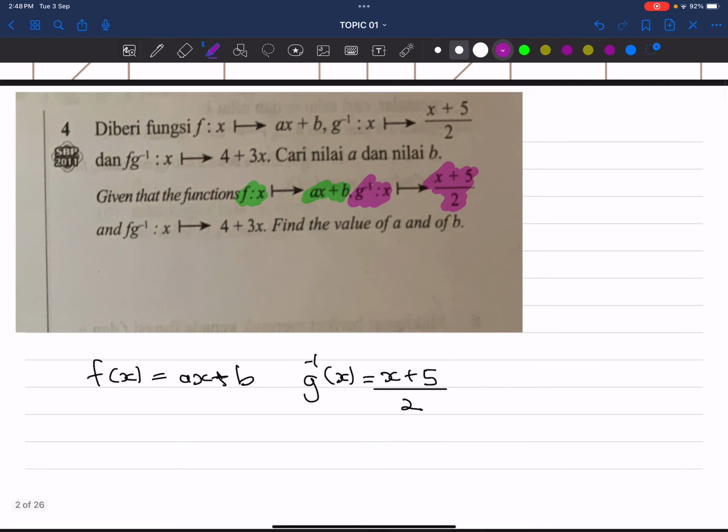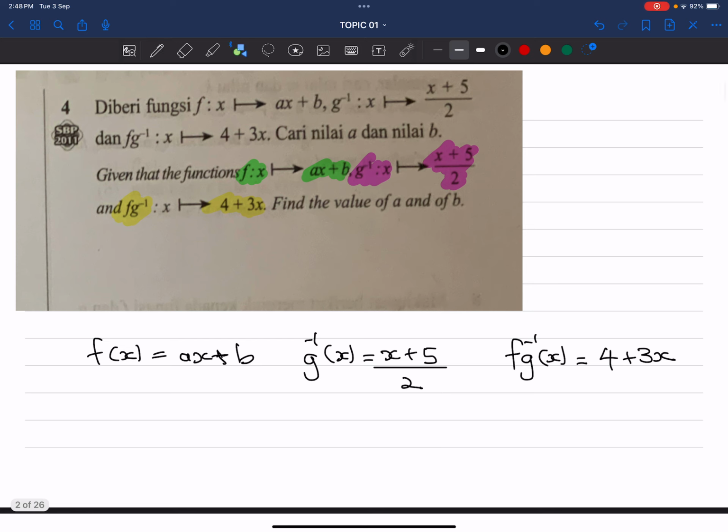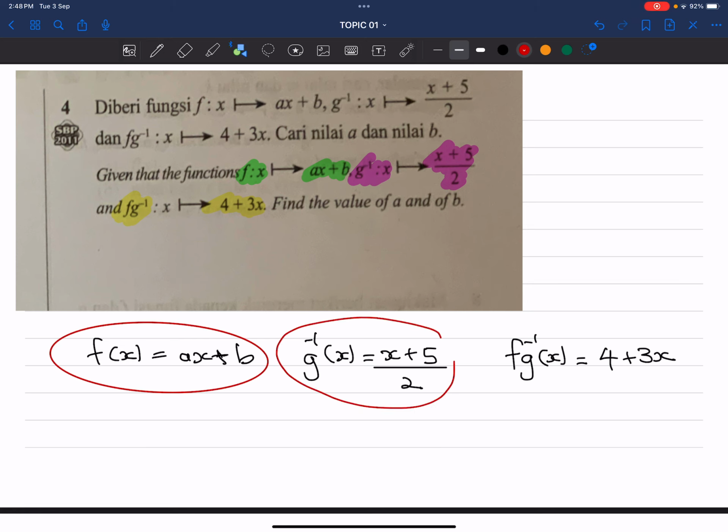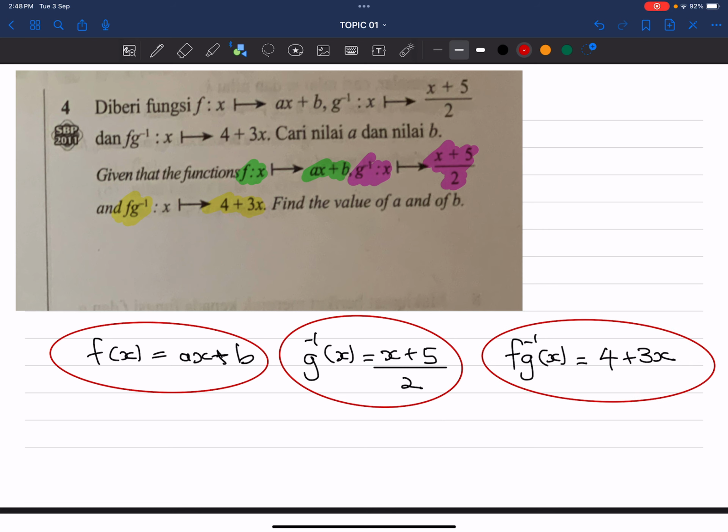Next, what is given? We are given the composite fg inverse x, which is 4 plus 3x. So you notice here that we are actually given three pieces of information.